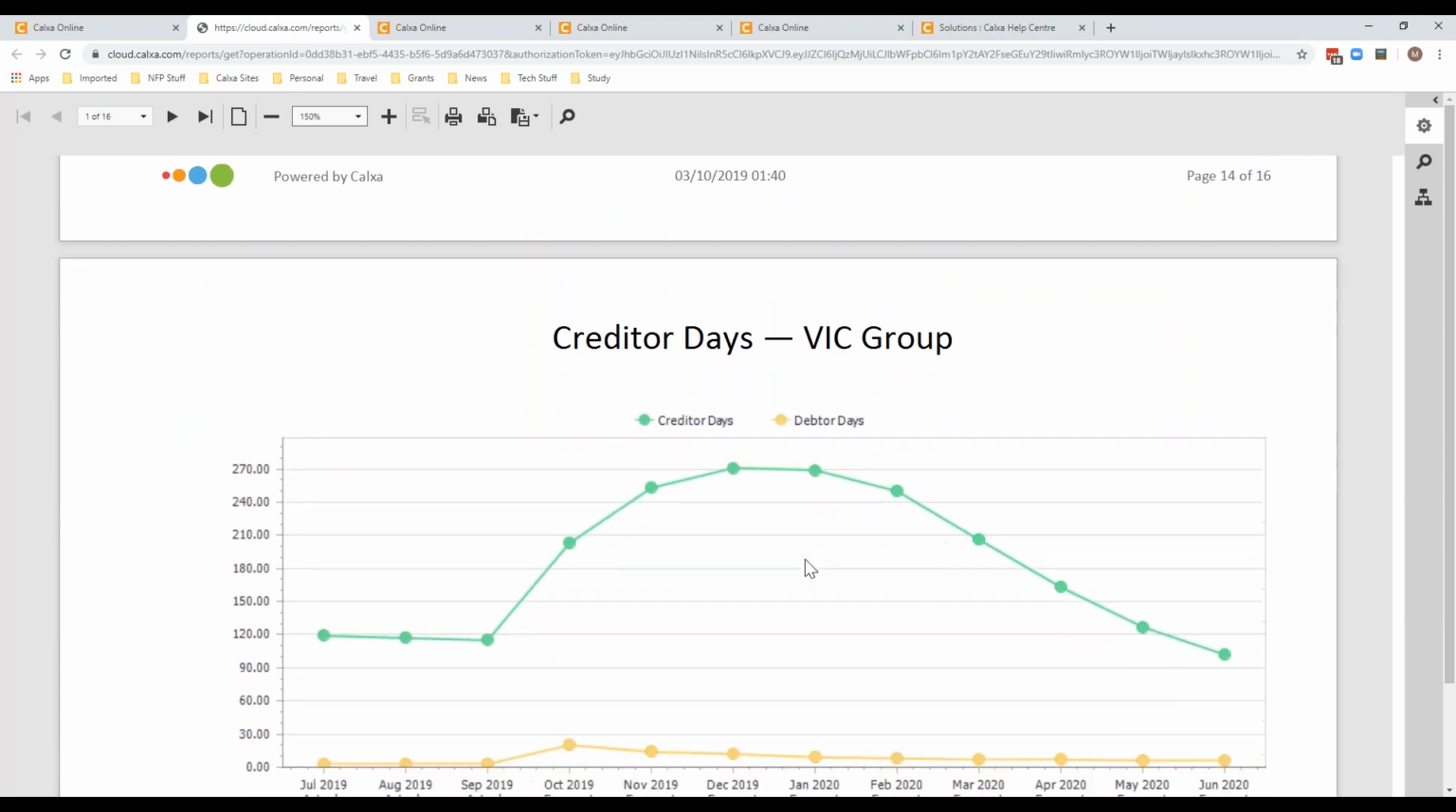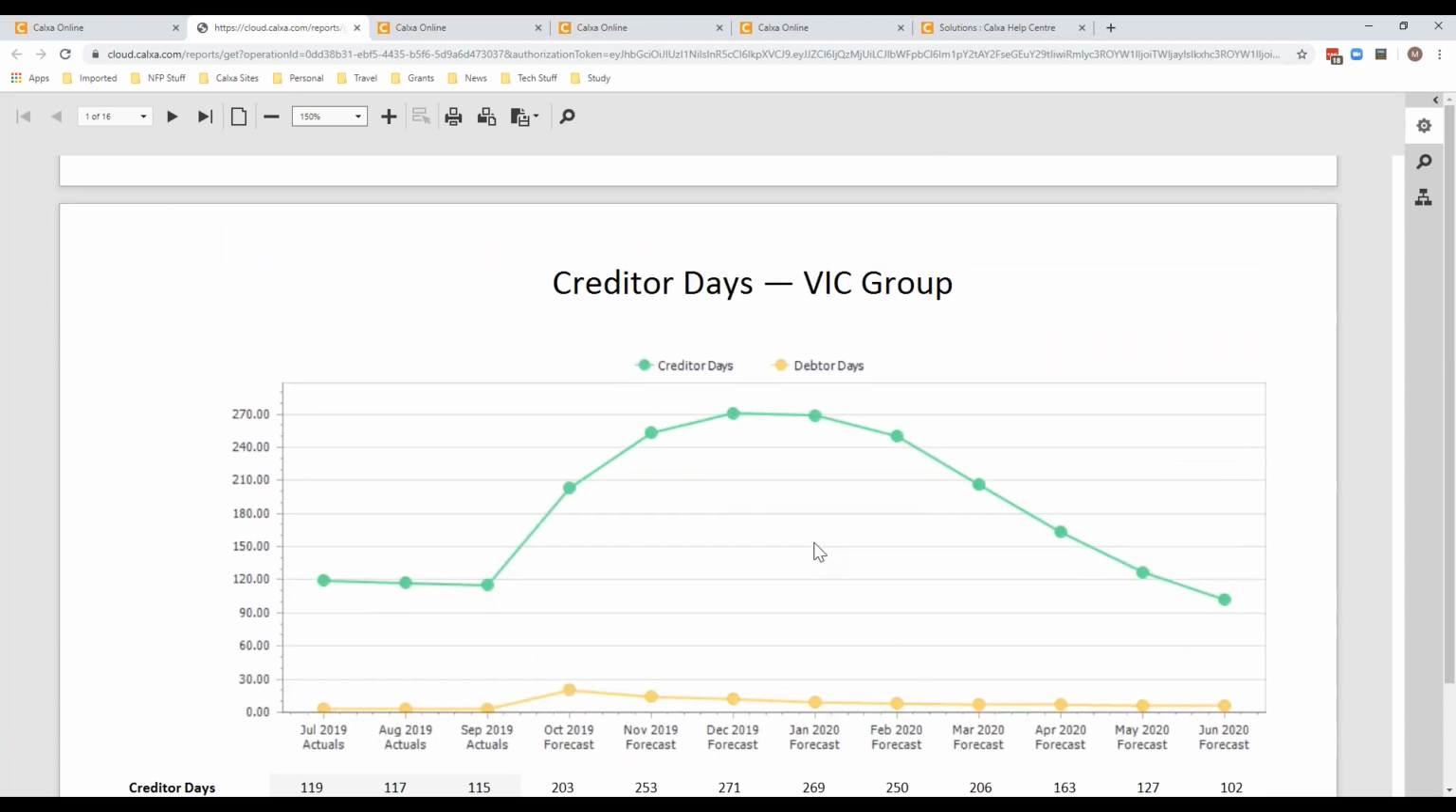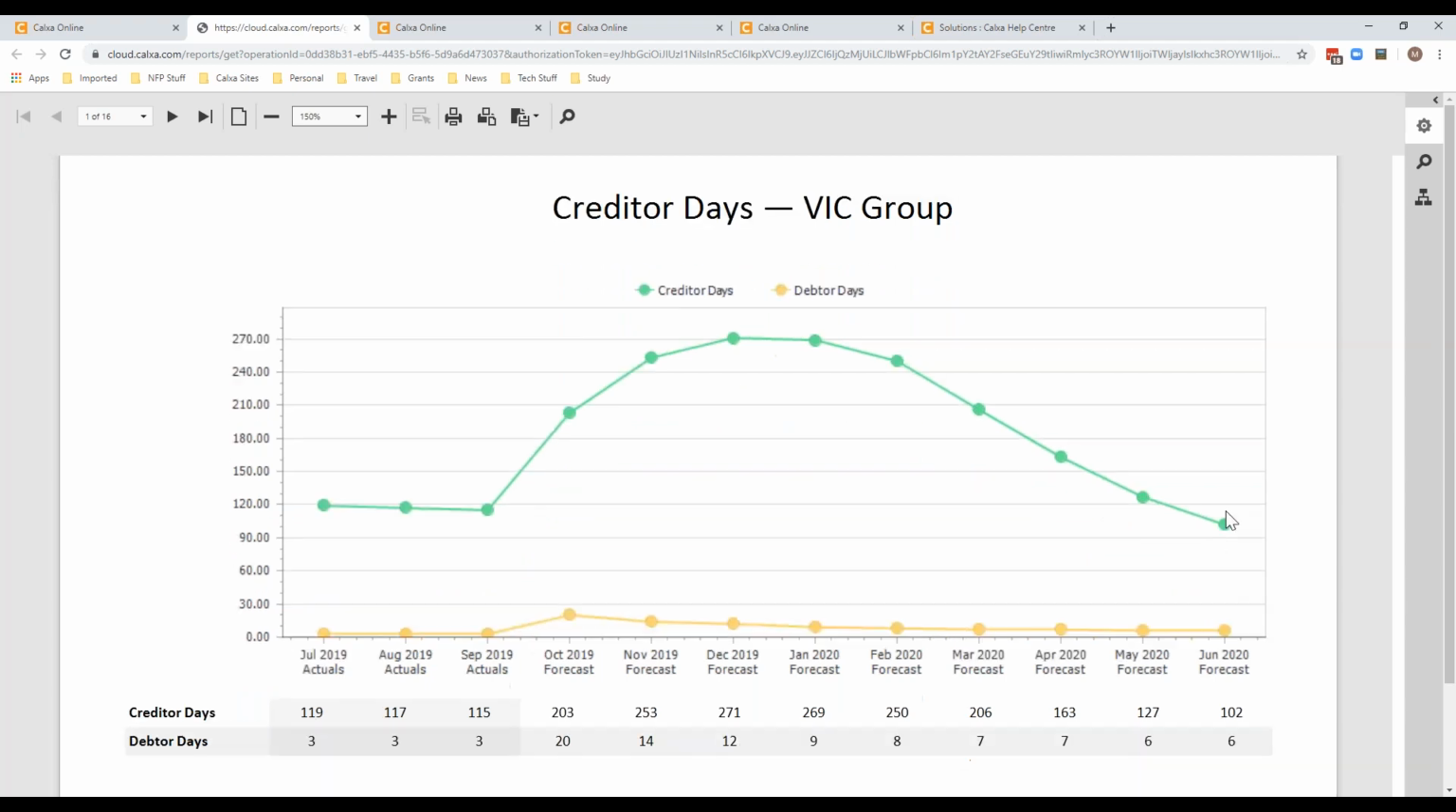And lastly, in the cash flow section, I've got creditor days. Creditor days, this is the average number of days we take to pay our suppliers. And this organization's fairly slack, really. This time last year, it was 120 days. It blew out to 270, but now it's come back down to 102.